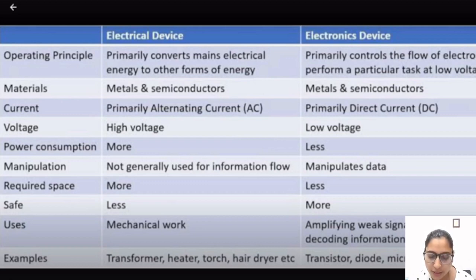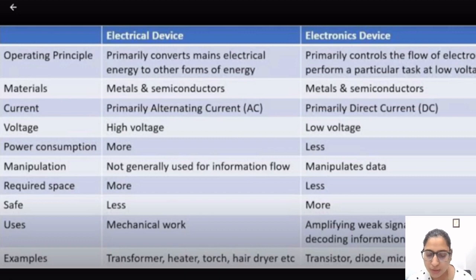Now, manipulation of data: electrical devices do not manipulate any kind of data, but electronic devices manipulate data, as we can see in digital electronics, information theory and digital communication. Okay, now required space: electrical devices require more space and electronic devices require less space. If I talk about safety, electrical devices are less safe and electronic devices are more safe.